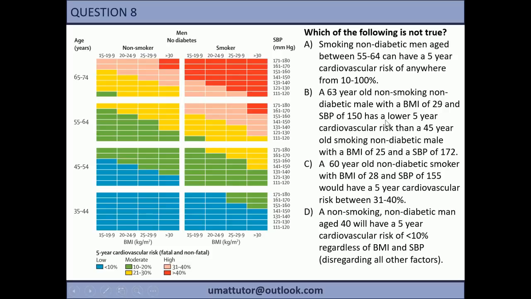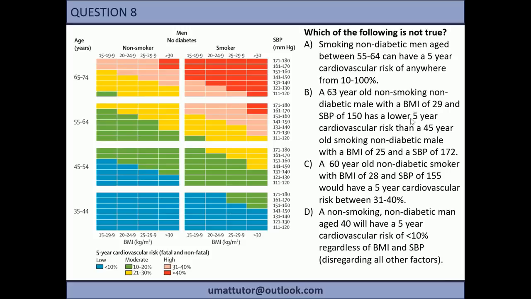So the question is whether that person has a lower 5-year risk than a 45-year-old smoking non-diabetic male, BMI 25, blood pressure 172. So again, just track down that particular cell. 45-year-old smoking, so looking at smoking on the right-hand side. 45 is this square here. BMI 25, that's just here. And blood pressure of 172, so that's right up the top here, which is yellow, and yellow represents a 21 to 30% risk. So the first person had a 10 to 20% risk, and that is indeed lower than the second person who had a 21 to 30% risk.